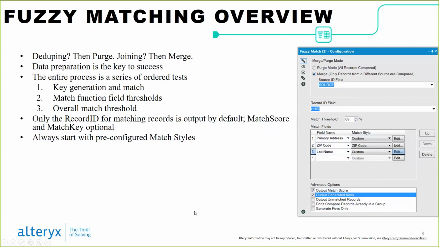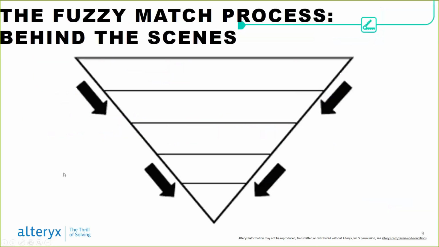But I'm actually going to toggle back and forth between some screens here because this opens up a huge discussion on how records get processed in order for fuzzy matching to work. So what is the process?